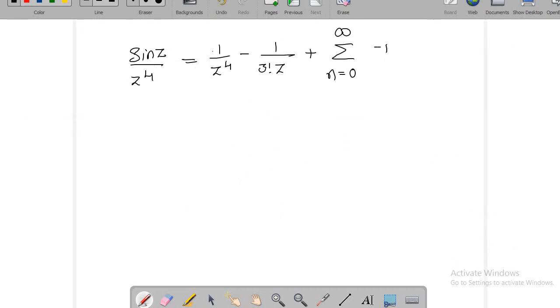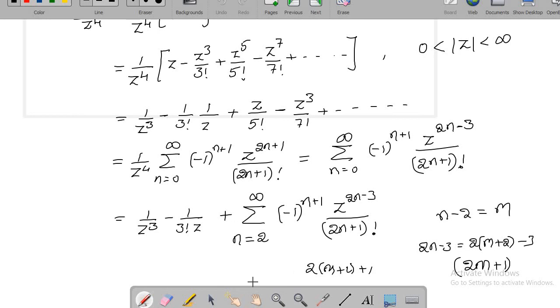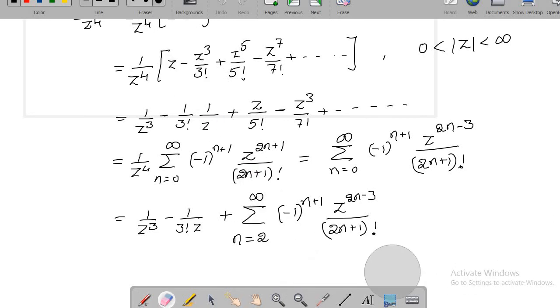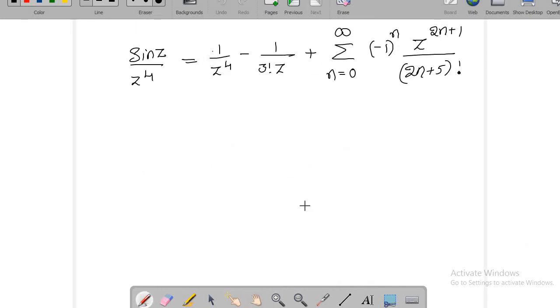So this is negative 1 to the power of m plus 1, and this is z to the power of 2m plus 1 by 2m plus 5 factorial. So this is exactly the Laurent series expansion of sin z by z power 4, and this expansion is valid when 0 is less than mod z less than infinity.